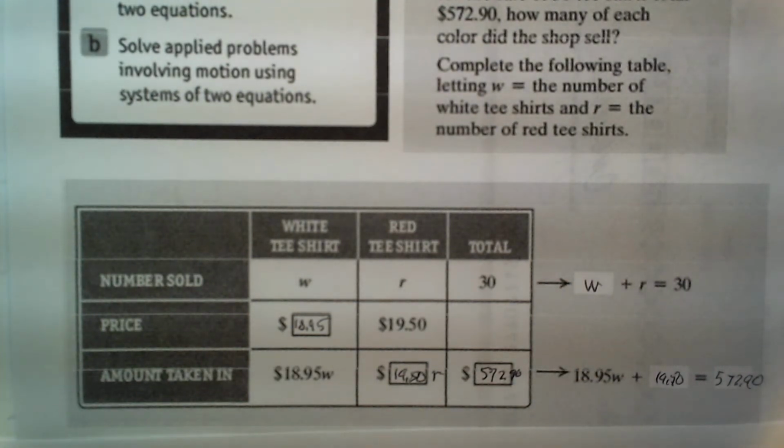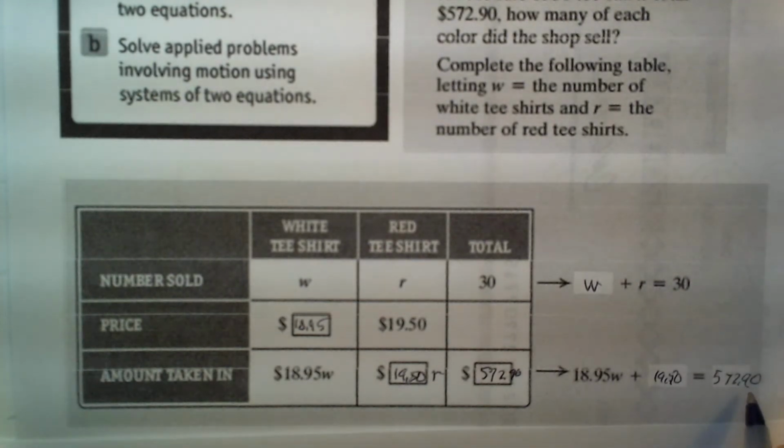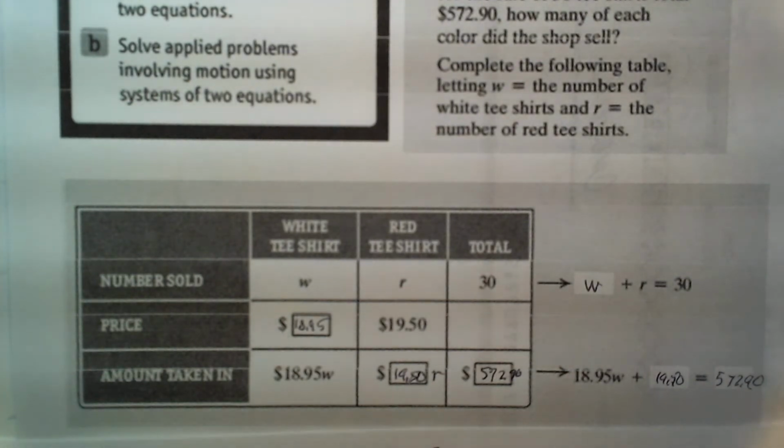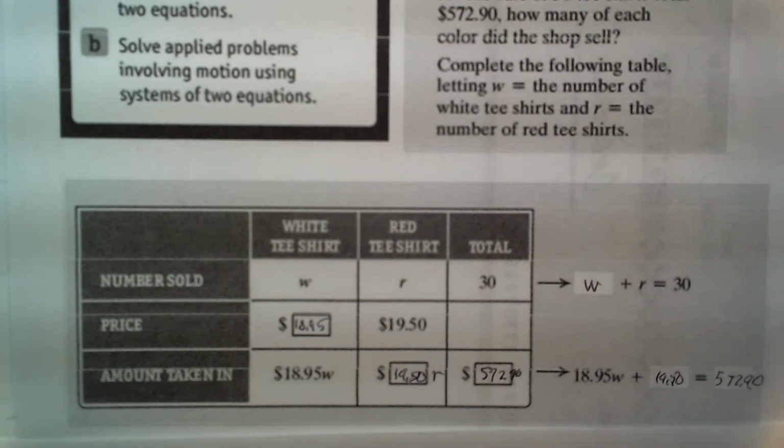So let me just rewrite it here. W plus R equals 30. And to get rid of the decimals, let's multiply the second equation by 100. So that then becomes 1,895 W plus 1,950 R equals 57,290. Okay, so there are a number of ways we can solve this system of equations.